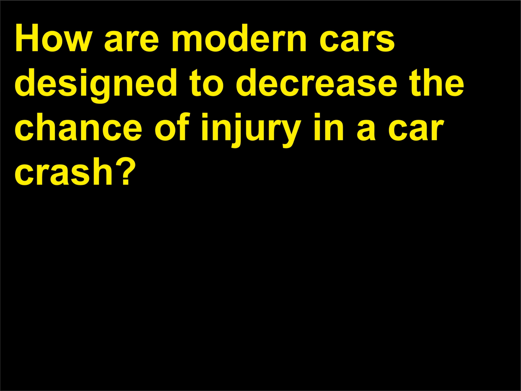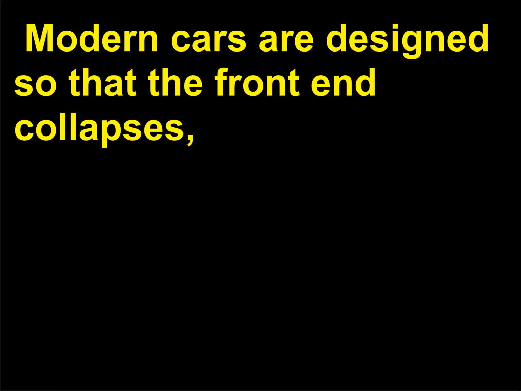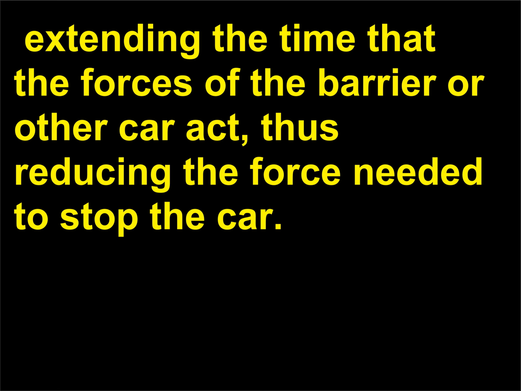How are modern cars designed to decrease the chance of injury in a car crash? If your car hits a barrier or another car, it will slow or even stop. Modern cars are designed so that the front end collapses, extending the time that the forces of the barrier or other car act, thus reducing the force needed to stop the car.